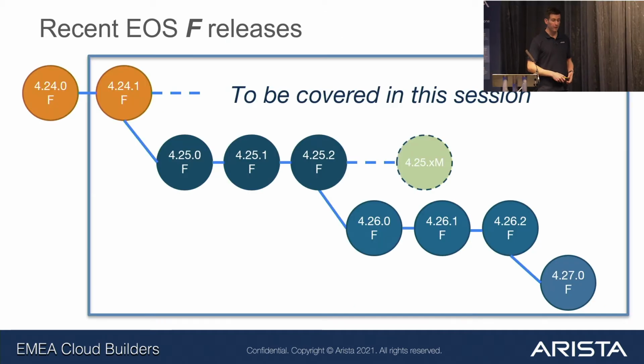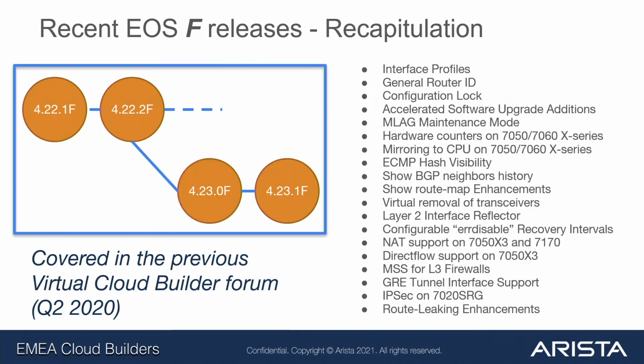So, where are we? 16 months down the line since our last update, we have released 1, 2, 3, 4, 5, 6, 7, 8 versions of EOS. Prior to that, lots of new features that we covered off in the previous version of Cloud Builders. And just a bit of a recap here of some of the features. I think some of the ones that we called out were around configuration locks, interface profiles, MSS, we'll talk about a bit later on as well, and a few other features too.